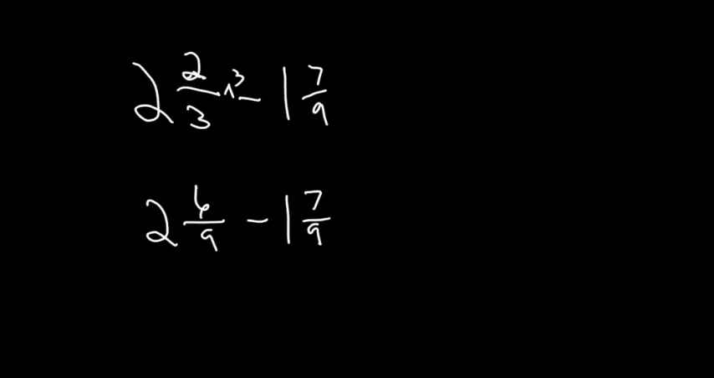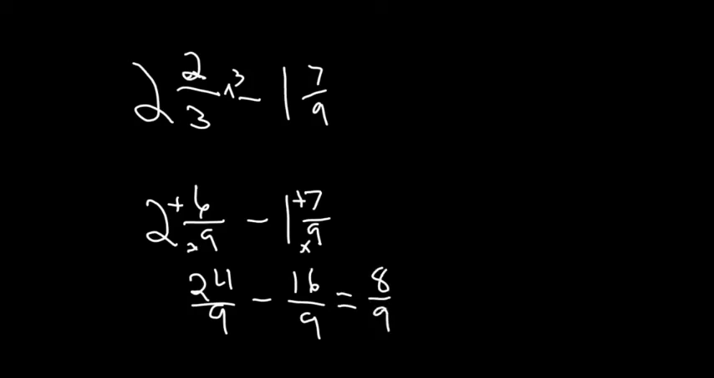So if you make them improper fractions, multiply and add. 9 times 2 is 18, plus 6 is 24, so I have 24/9. Minus 9 times 1 is 9, plus 7 is 16. Now I can subtract. 24 minus 16 is 8/9.